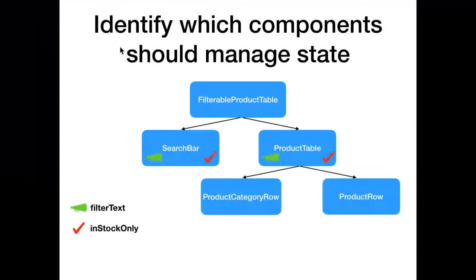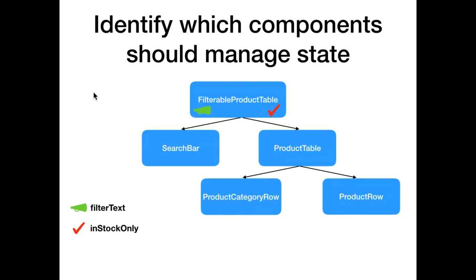I'm going to make a little animation here. So we have this filter text and in stock only. The filter text is the text entered by the user to filter the product table. The in stock only is a checkbox, to declare if we should only show products that are in stock. Now, instead of containing the state in two separate components, because it needs to be the same state, they need to be able to pass that on to each other. We should move it up.